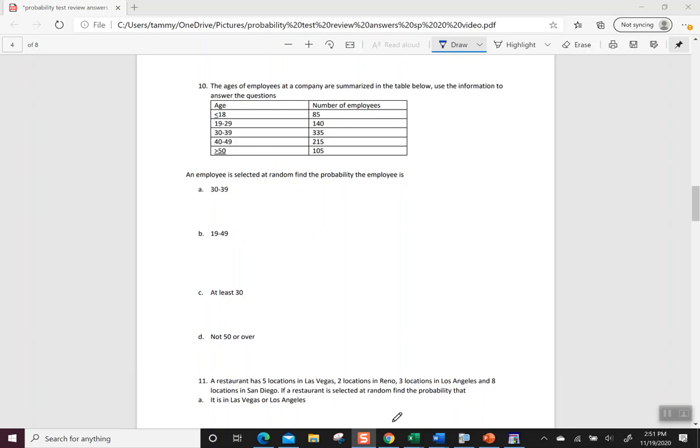All right, what do I need to know first? I need to know the total. So you should add up the 85, 140, 335, 215, and 105. It gives you a total of 880. Then 30 to 39, you can see that's 335 over 880.